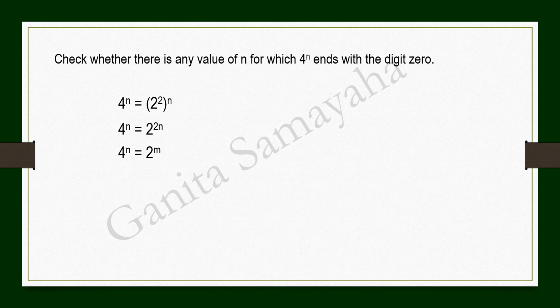So what does this mean? 4 to the power n is written as 2 into 2 into 2 and so on, m times. So what are the factors of 4 to the power n? Only 2. There cannot be any other factor. How are we able to say that? Through our fundamental theorem of arithmetic. There cannot be any other factor for this 2 to the power m. 2 to the power m means it is multiplied only by 2, m times.